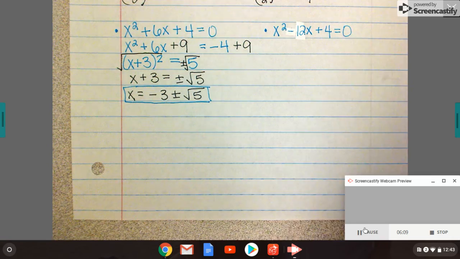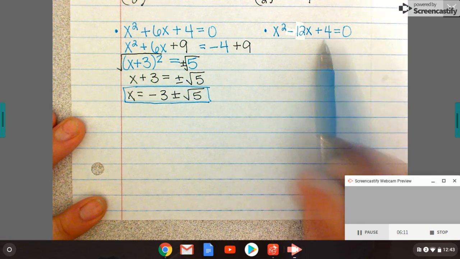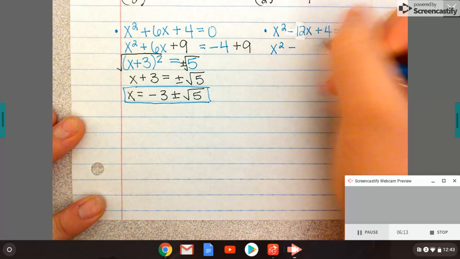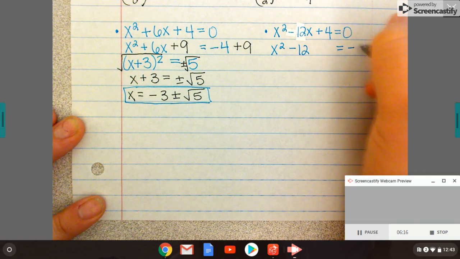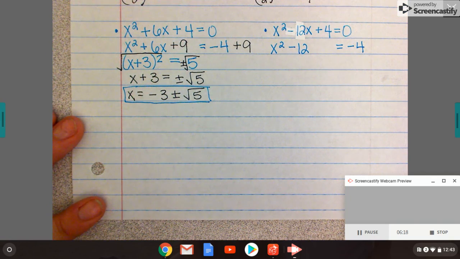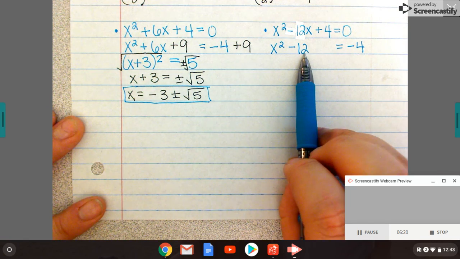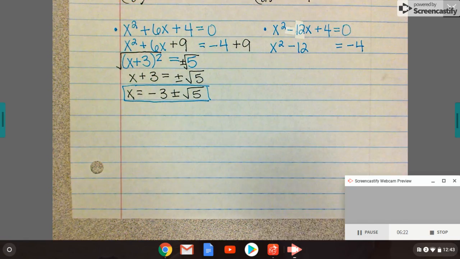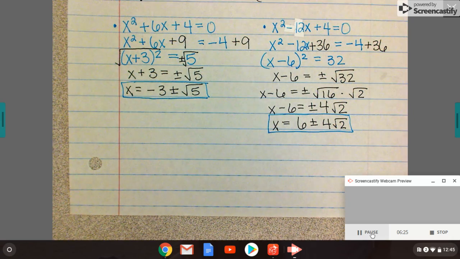All right, so on this one, let's do the same steps again. Move your 4 to the other side so you have room for the term that you'd like to put in. The term we want to put in is negative 12 divided by 2, which is negative 6. Negative 6 quantity squared. Let's look through this one. So check your work with mine.